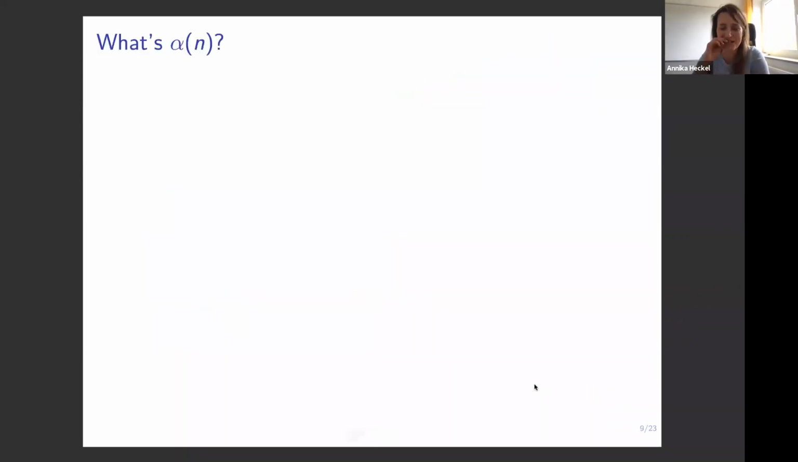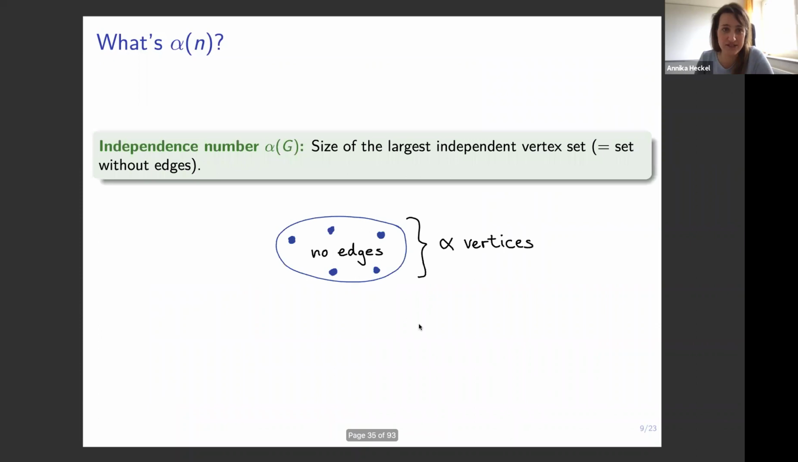Okay, so at this point I should finally tell you what alpha of n is. I've kind of suggestively named this alpha of n because it's the independence number of G(n, 1/2). The independence number of a graph G is just the size of the largest independent vertex set, so the largest vertex set without any edges between them.